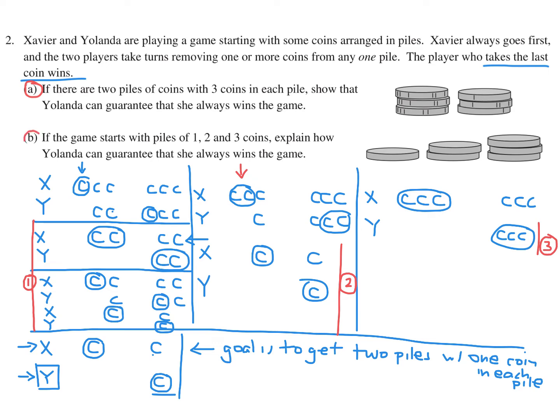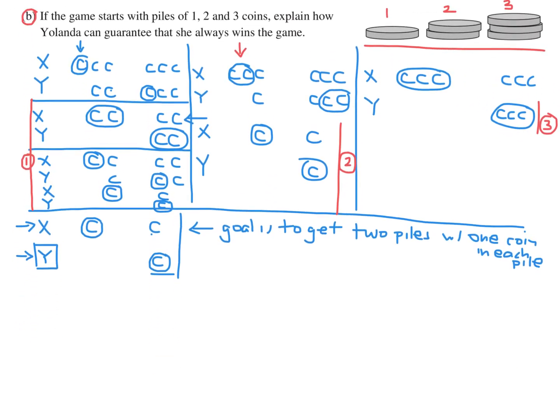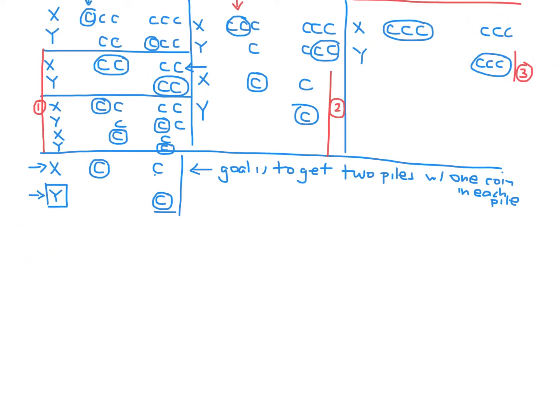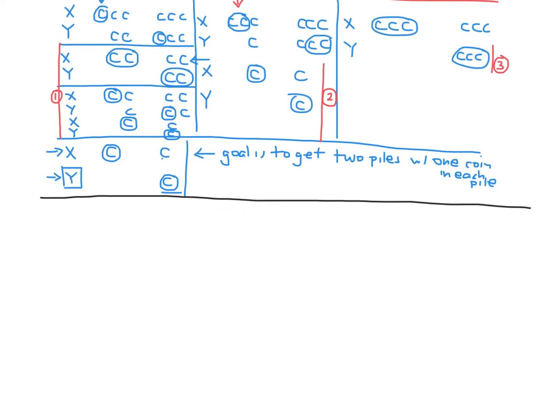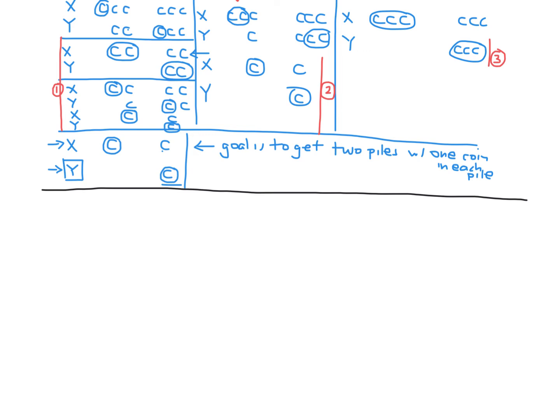All right, so let's move on to part B. If the game starts with piles of 1, 2, and 3, explain how Yolanda can win the game. So something like that. 1 pile that has 1 coin, 1 pile that has 2 coins, and 1 pile that has 3 coins. Okay. So I'm going to keep this in the field because I believe strongly that what we just did is going to be used in part B.